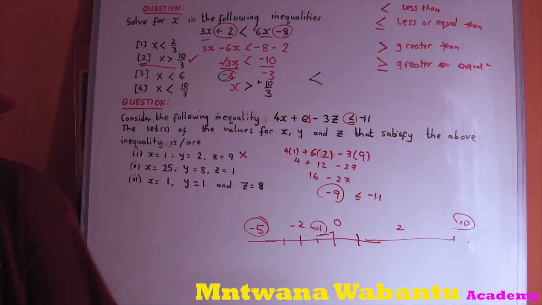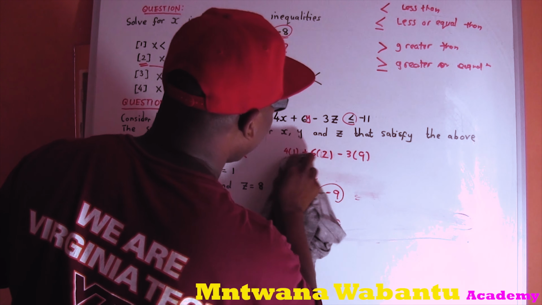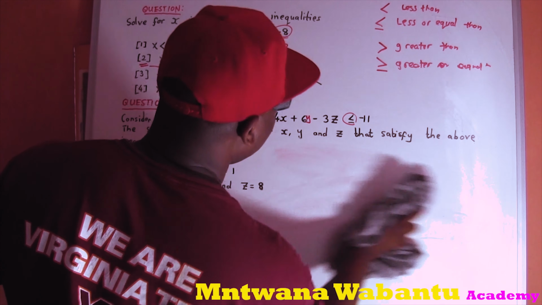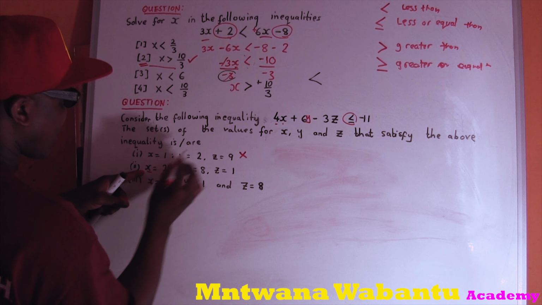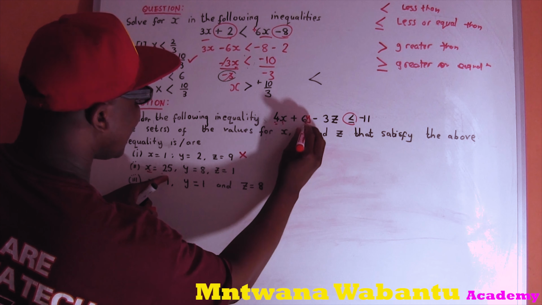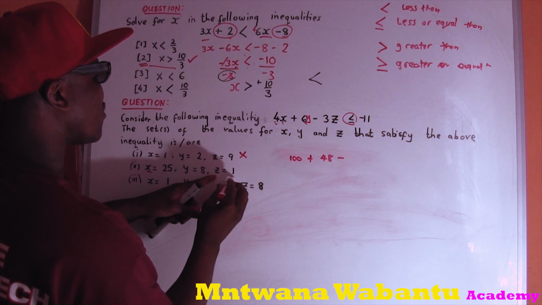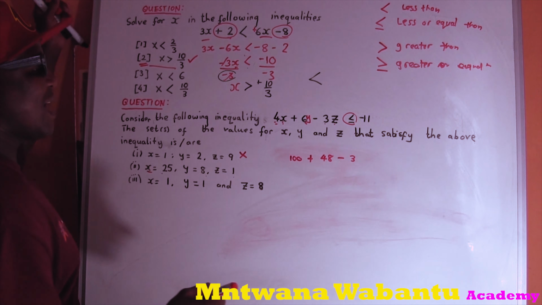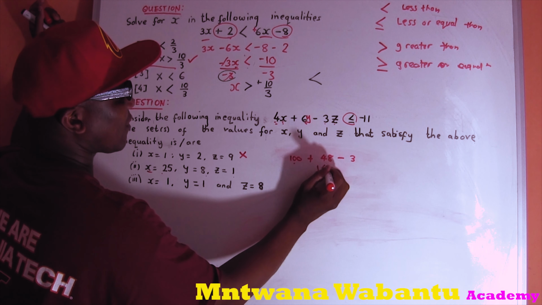For the second option, we also want to test and substitute the values. Okay, x equals 25. So we're going to say 4 times 25, because 4x, equals 100. Now we come plus 6 times y, 6 times 8, 48, minus 3 times 1, equals 3. We want to see if it's going to be less than -11. Now let's calculate. 100 plus 48 is 148, minus 3 is 145.